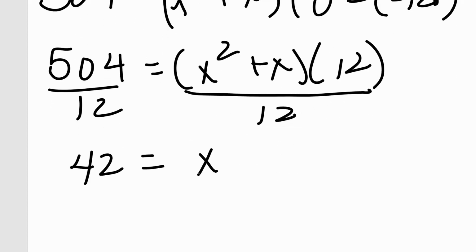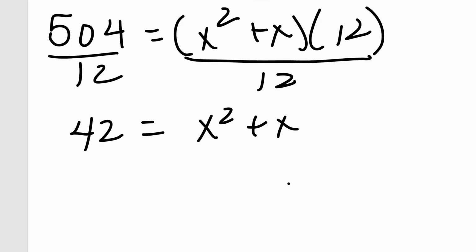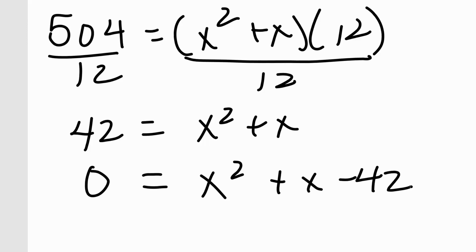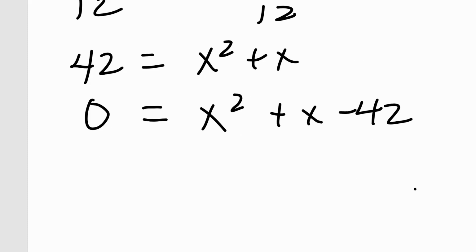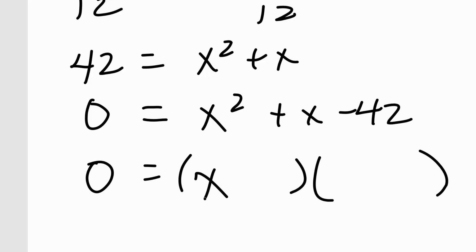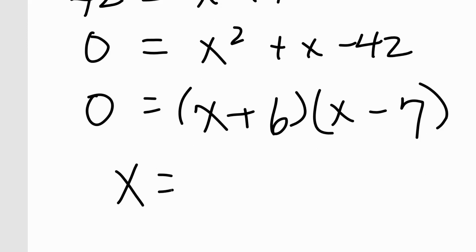So I get 42 equals x squared plus x. This is a quadratic equation because it is x squared, so I need to have it set equal to 0. I'm going to subtract 42 from each side, so 0 equals x squared plus x minus 42. That is now a typical quadratic trinomial, so I can solve it by factoring. So x and x, 6 and 7, minus 7 plus 6. So x is negative 6 and positive 7.